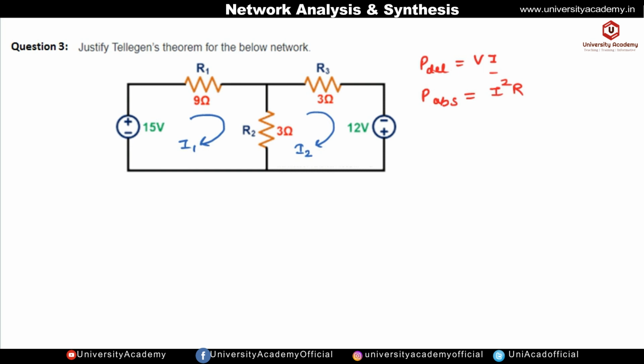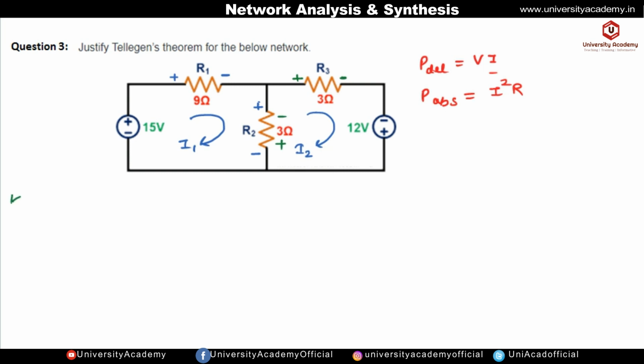Now the current will enter into this terminal, so this will be positive, and it will leave from here, so it will be negative, and it enters this terminal, so this is positive and negative. If you come to mesh 2, it will enter from here, so this is positive and negative, and then it will leave from here, so it is the negative terminal. In the 3 ohm, it will enter from here and leave from here.